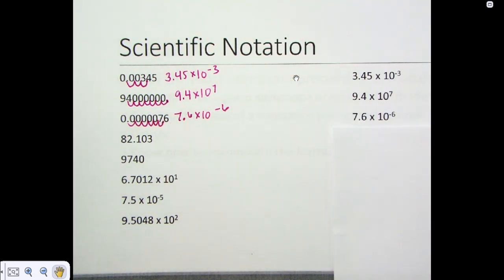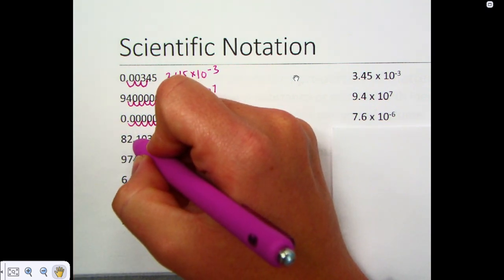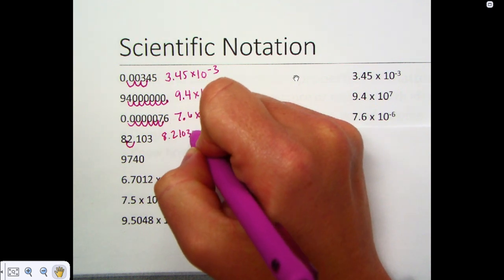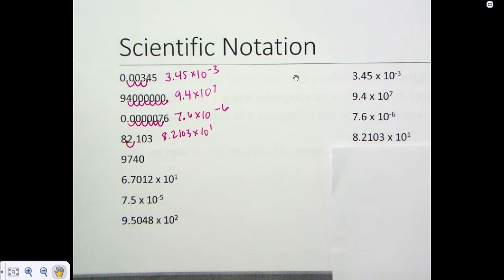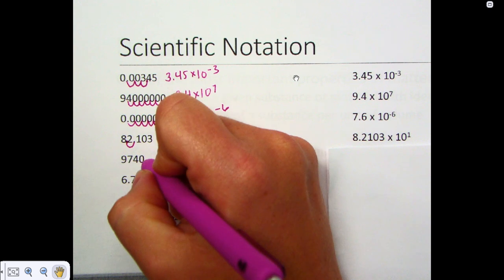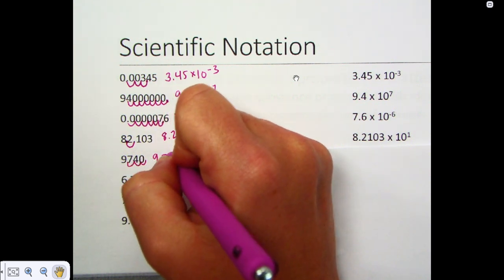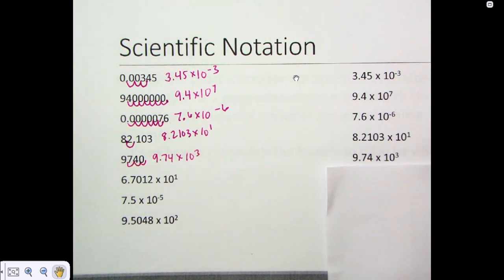All right. 82.103. I got to make it between 1 and 9. Scoot it over 1. 8.2103 times 10 to the 1st. 9,740. 1, 2, 3. 9.74 times 10 to the 3rd. Why didn't I include that last 0? No decimal means it's not significant.